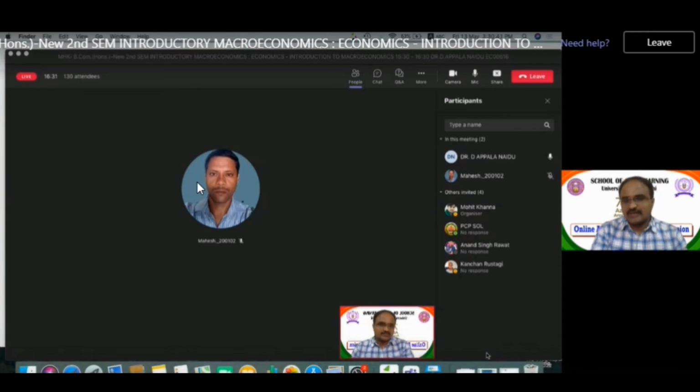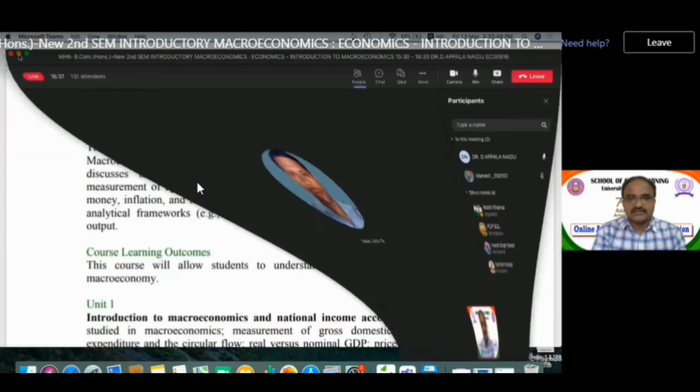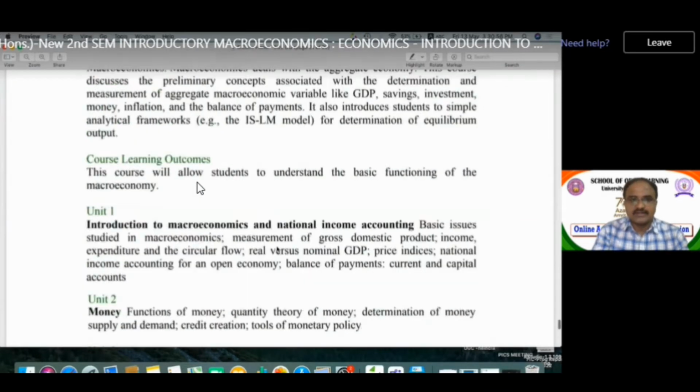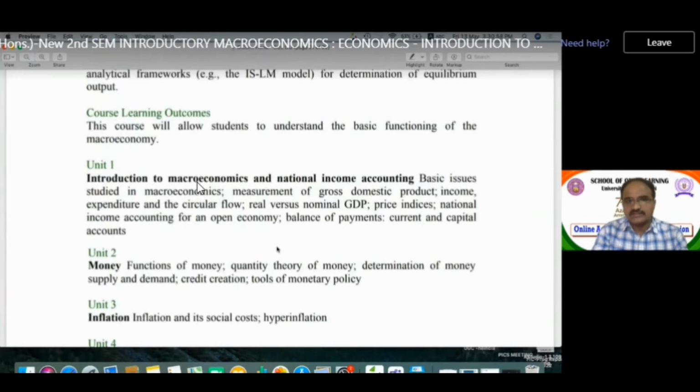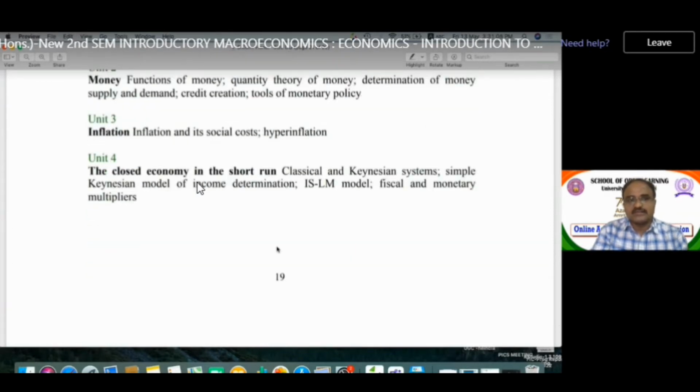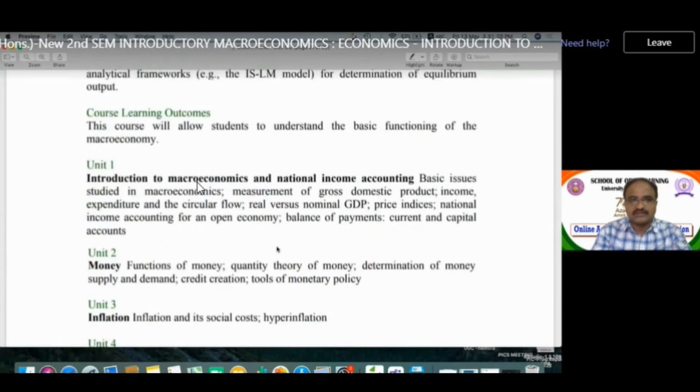That is the introduction to macroeconomics, right? I have already shared the screen, so it is displayed properly. This is the syllabus. There are 4 units in this syllabus. First is the introduction to macroeconomics and national income accounting, the second unit is money, the third unit is inflation, and the fourth unit is the closed economy in the short run. Today we are going to discuss the first unit, that is, introduction to macroeconomics.